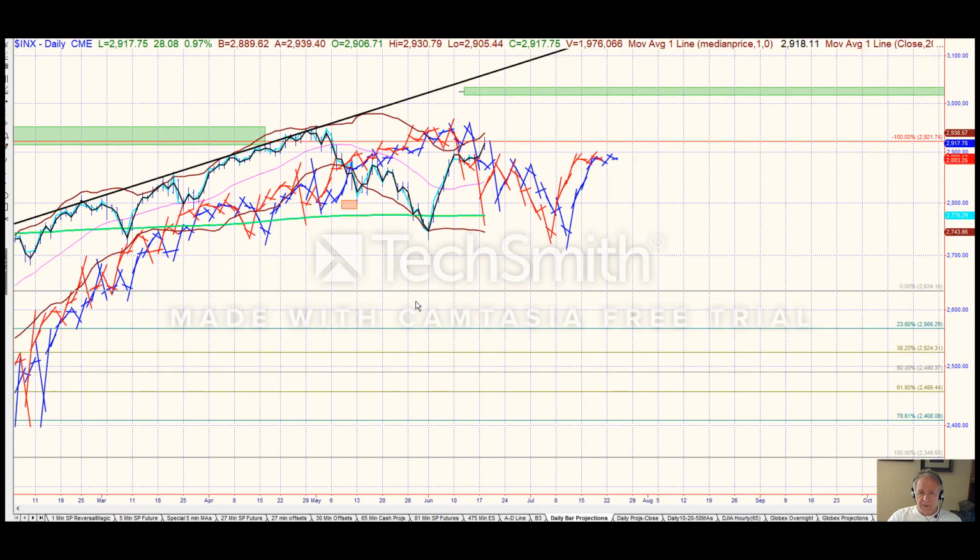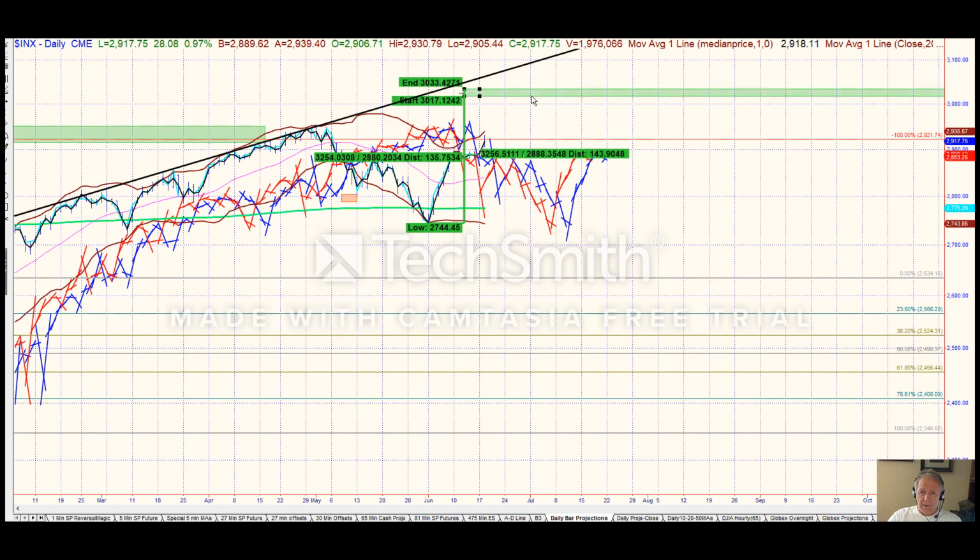The next longer projection is even higher. So as you can see, we're getting groups of higher projections here. Now, this does not necessarily mean you go directly up to that number from here. You can go sideways, fiddle around in this area, whatever. But until or unless this projection is either met or invalidated or negated by the price going back below these offset lines, this is the projection we should be looking for. And now we're talking 3017 to 3033.